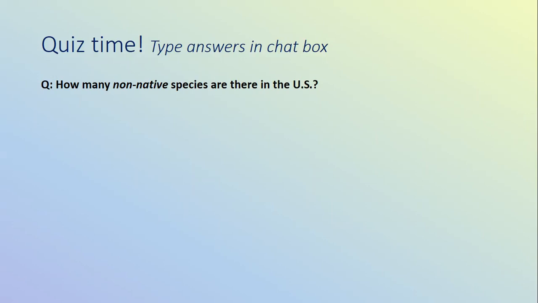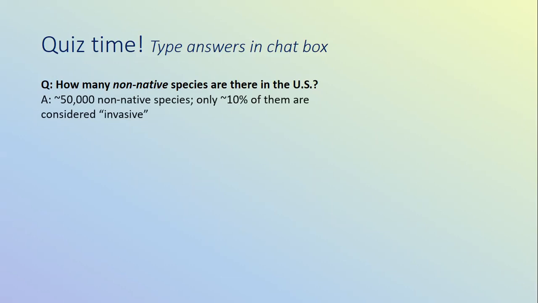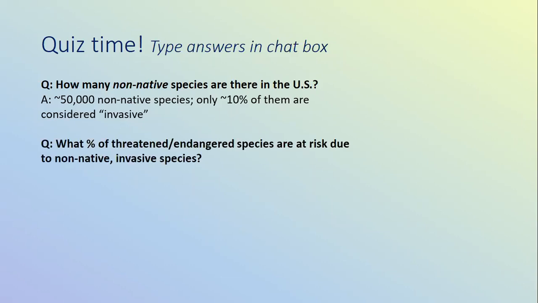Thousands. You're pretty close there. All right, so the answer is actually about 50,000 non-native species exist here in the United States. The good news, give or take, is that only about 10% of those non-native species are considered invasive. But that being said, the ones that are invasive tend to cause a lot of destruction and cause a lot of people some headaches. So that's why we're so concerned about it. And I'll talk a little more about what exactly they cause and why they're so concerning to us.